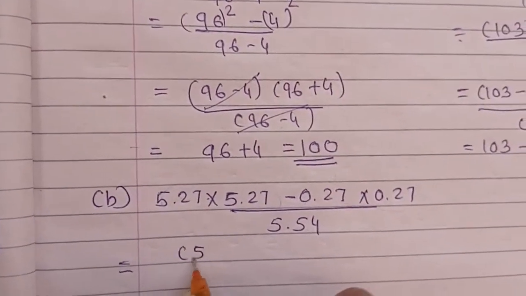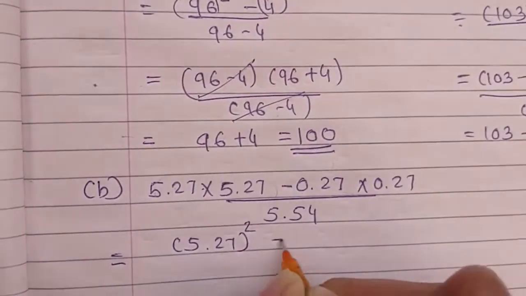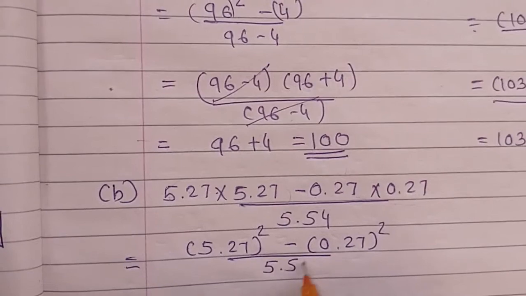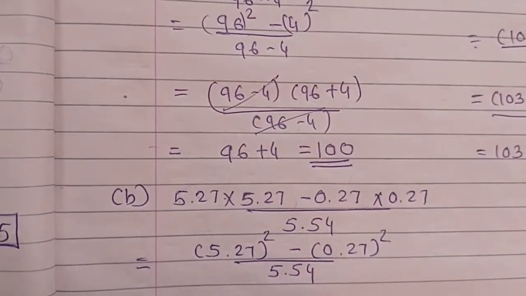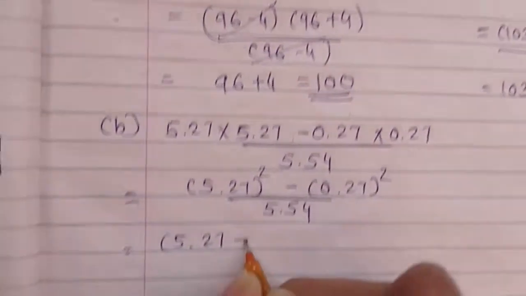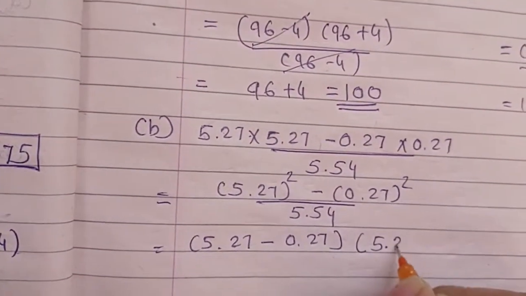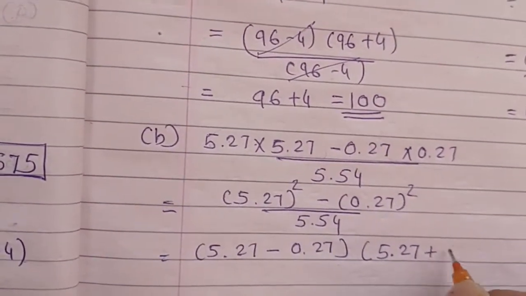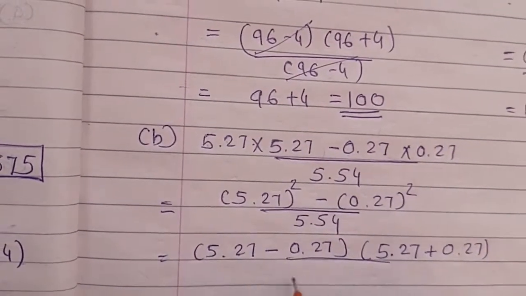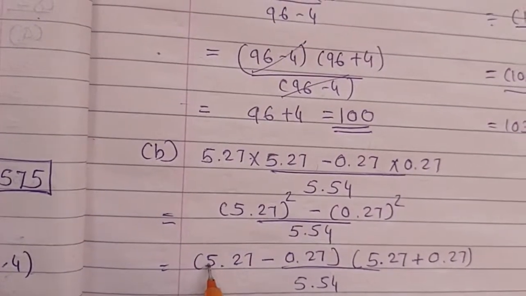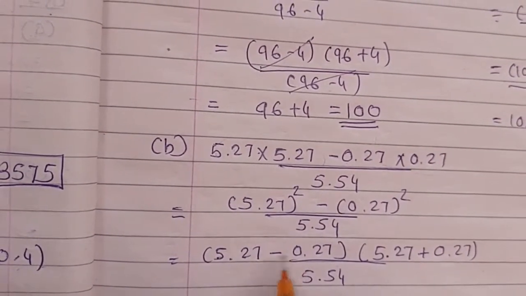So we can write 5.27 square minus 0.27 square upon 5.54. So what we can write? 5.27 minus 0.27 and 5.27 plus 0.27 upon 5.54. Again cutting is not possible.